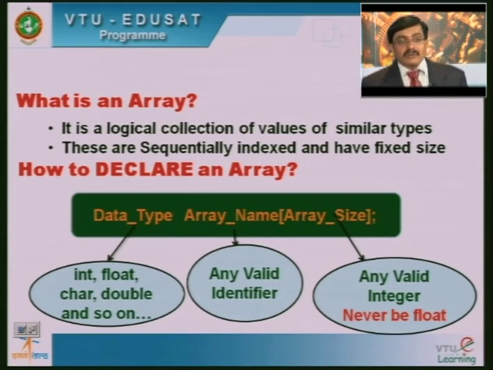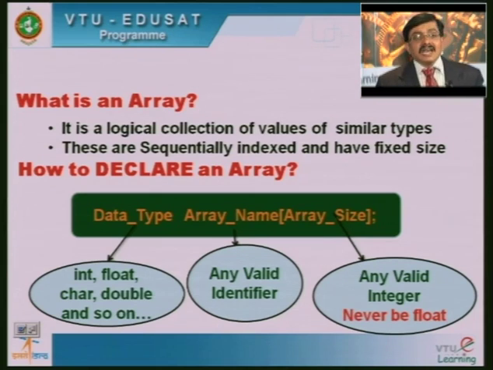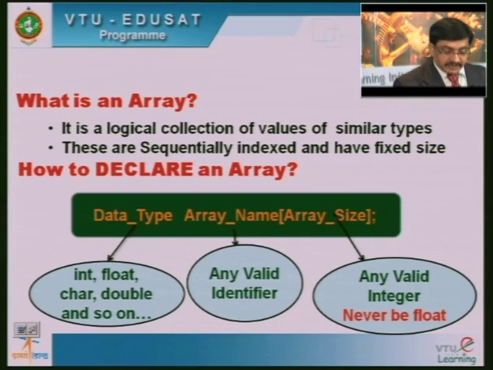Now, before we go for using an array, let's see how to declare an array in C programming. Here we can see the syntax for the declaration of an array. We have the data type, followed by the name of the array, followed by the size of the array. The data type can be int, float, char, double, and so on. These are basically the primitive data types.